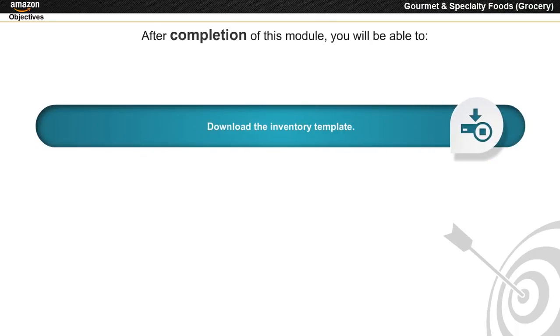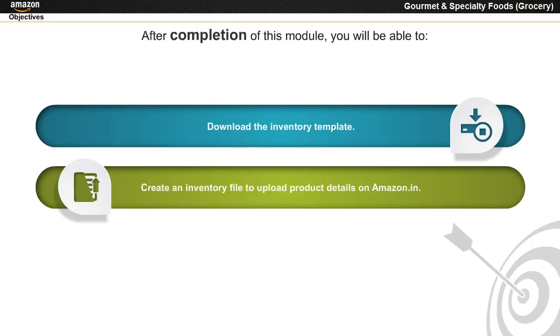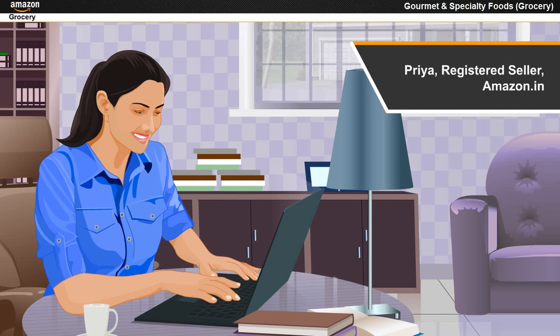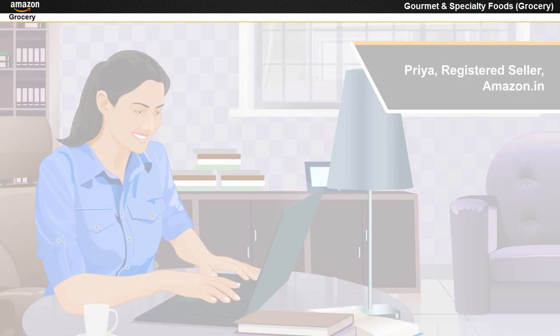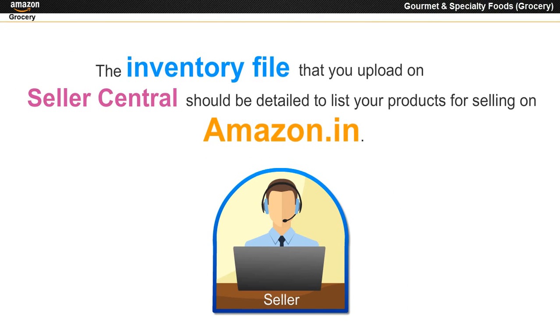After completion of this module, you will be able to download the inventory template and create an inventory file to upload product details on Amazon.in. Priya, a registered seller with Amazon.in, wants to create an inventory file for a product belonging to the grocery category. The inventory file that you upload on Seller Central should be detailed to list your products for selling on Amazon.in.